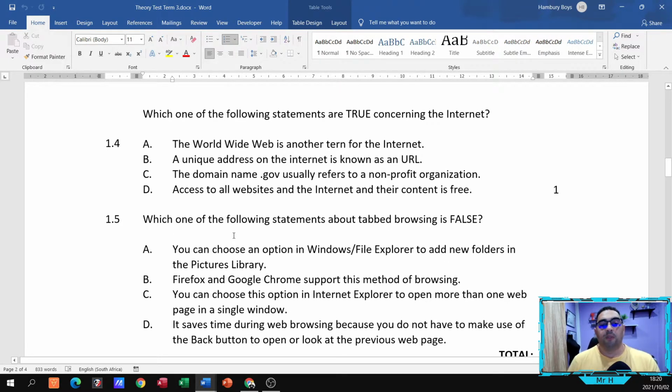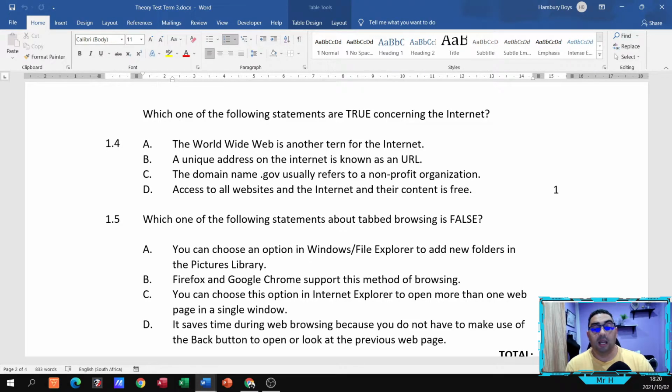Right, let's continue. 1.4. Which one of the following statements are true concerning the internet? The World Wide Web is another term for the internet. Is that so? www stands for World Wide Web, and that's a service that runs on the internet. Does it match up? Doesn't quite match up over there.